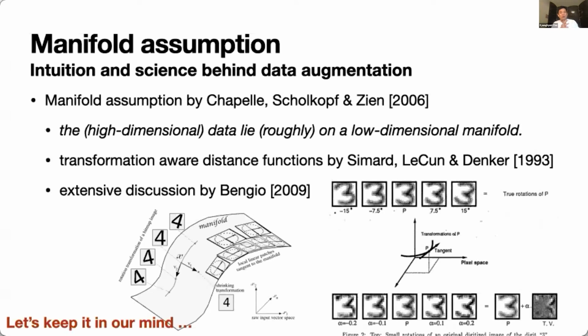So to talk about the data augmentation, we need to first talk about a bit of an intuition as well as the science behind data augmentation, and that is what we often refer to as the manifold assumption. According to the manifold assumption, high dimensional data lie roughly on a low dimensional manifold. What it says is that when we think about the data that we work with, you can imagine images, you can imagine speech, you can imagine natural language, you can imagine any kind of tabular data as well.